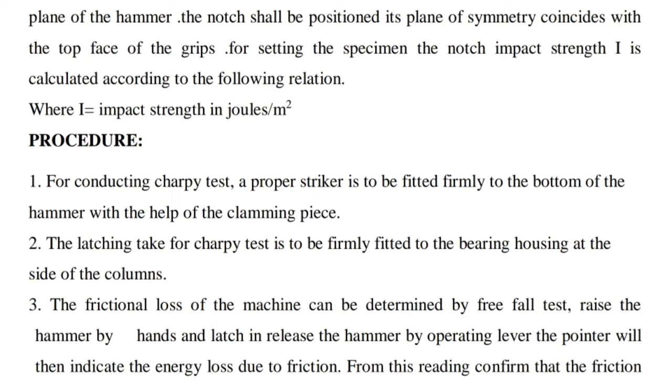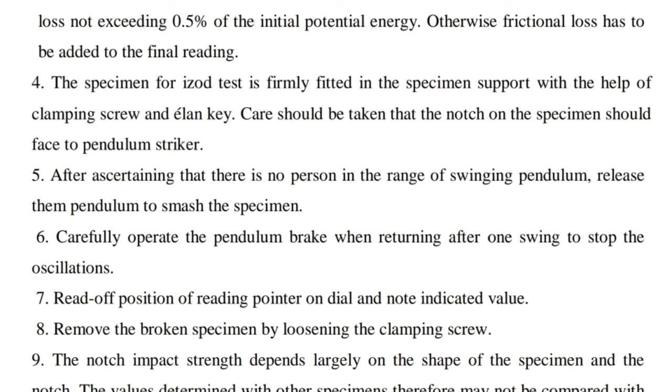Raise the hammer by hand and latch it in, then release the hammer by operating the lever. The pointer will then indicate the energy loss due to friction. From this reading, confirm that the friction loss does not exceed 0.5% of the initial potential energy, otherwise the frictional loss has to be added to the final reading.